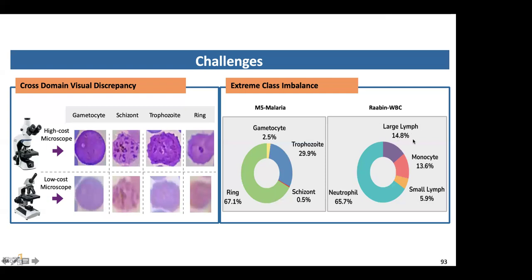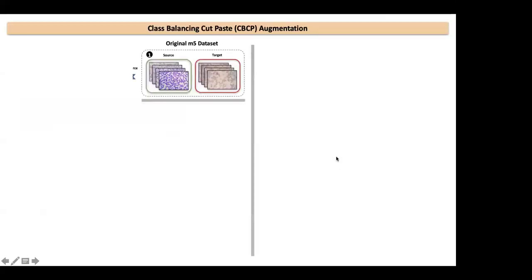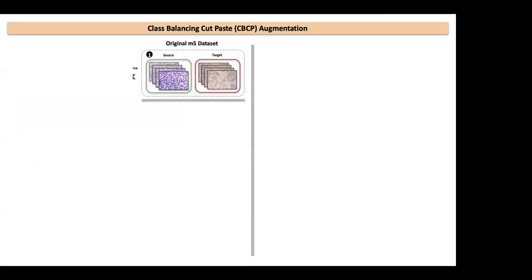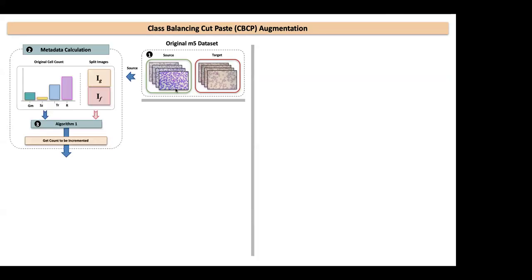And similarly this will happen with the WBCs. So what we propose here is that, because we have the target domain data and the source domain data, we can try something to handle the class imbalance for better training of the model. Given that we have source and target with different distributions of gametocyte, trophozoite and ring stage, we try to balance this distribution.